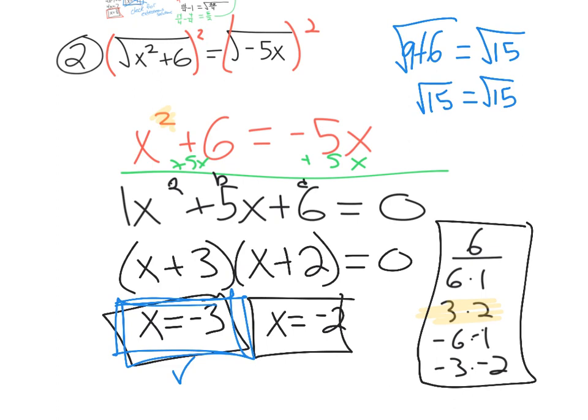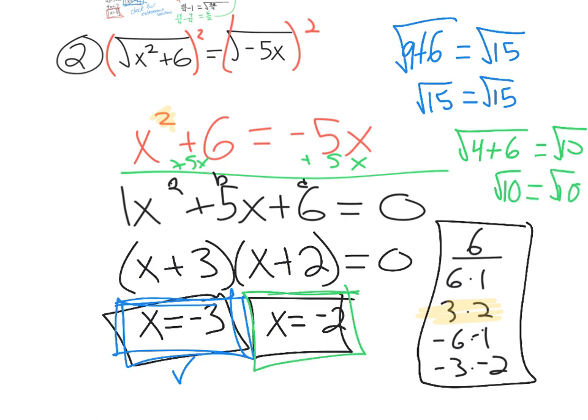So -2, I'm going to do it over here. If I put -2 into the original equation, I would get the square root of 4 plus 6 equals the square root of 10. Does the square root of 10 equal the square root of 10? Yes, it does. This guy is also good. So you actually get 2 solutions for this one. There are no extraneous for this problem.